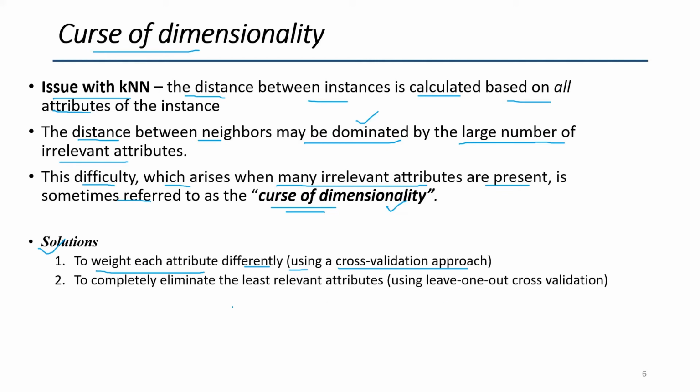So we can weight each attribute differently, giving more importance to the relevant attributes, or we can completely eliminate the least relevant attributes. For this we can use leave one out cross validation. Do you remember the cross validation technique? There we divide our data set into k subsets, right?